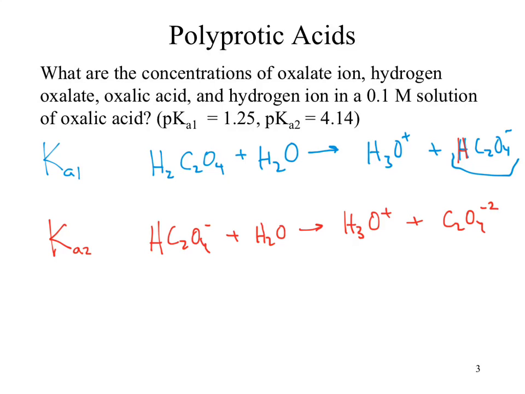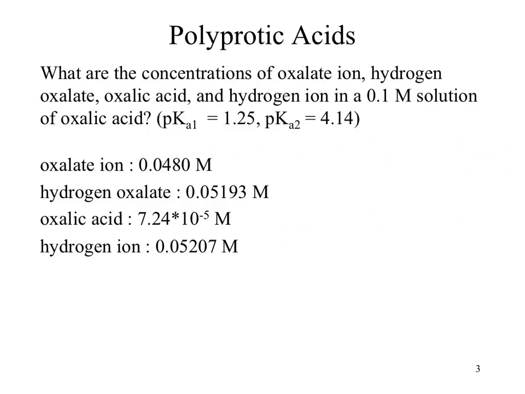When you go through and solve this, assuming I did this right, these were the answers you should have got, I believe. Oxalate ion, 0.048, roughly. Your hydrogen oxalate, looks like I propagated out way too many sig figs on this. Effectively 0.052. Our oxalic acid, we get 7.24 times 10 to the minus 5 molar. And the hydrogen ion, we get 0.052. Did anybody notice any interesting patterns pop out of this?